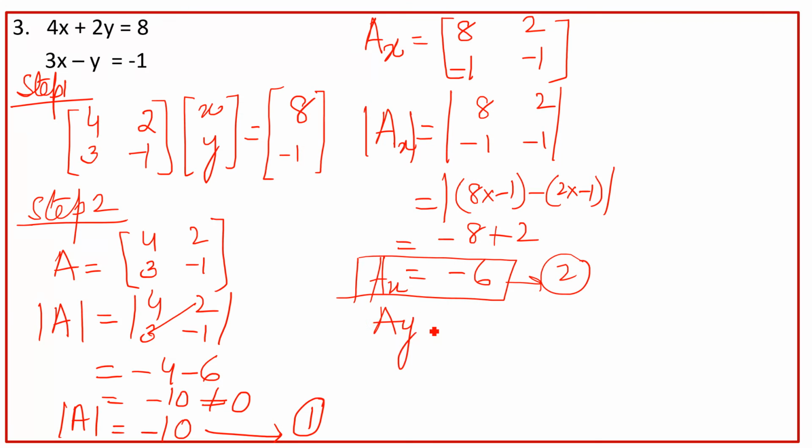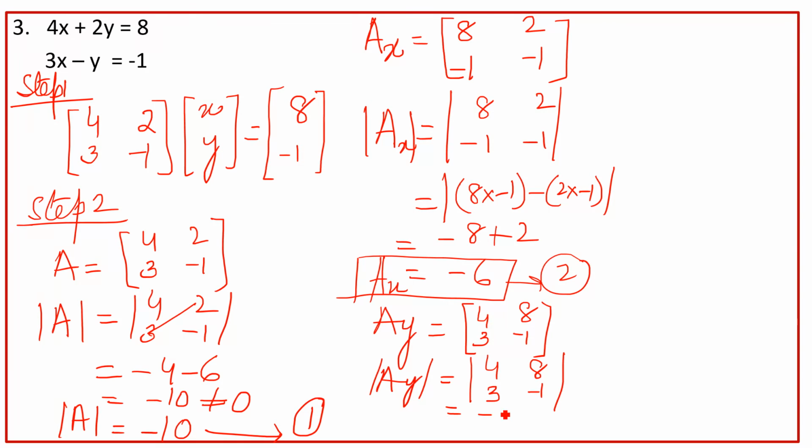Now is Ay. Same thing. This one, 4 and 3, will remain the same because these are x entries, and for y we will write down this. Now you will take the determinant: 4, 8, 3, -1, which is equal to -4 minus 24, which is equal to -28. This is the third requirement, the determinant of Ay.